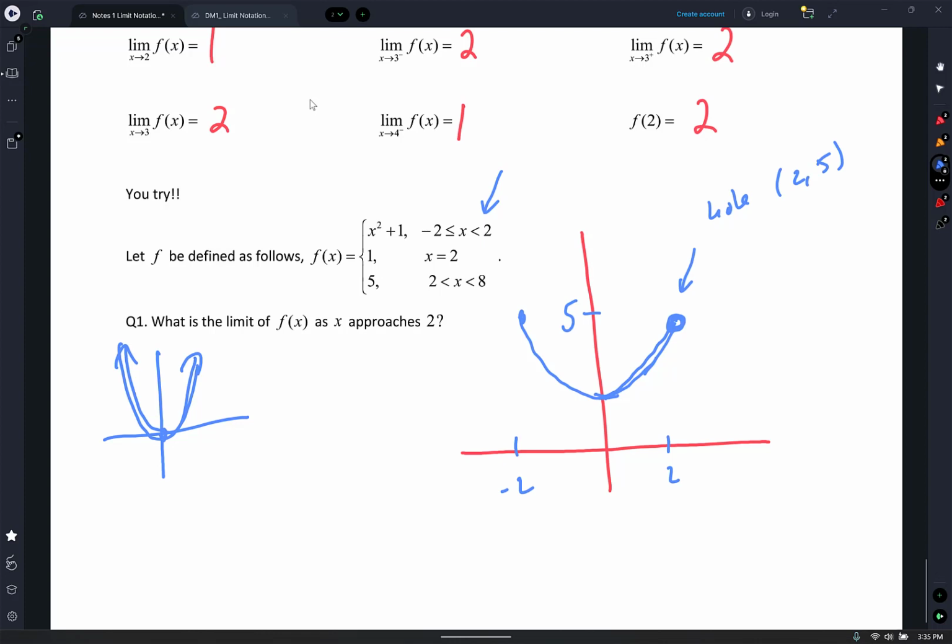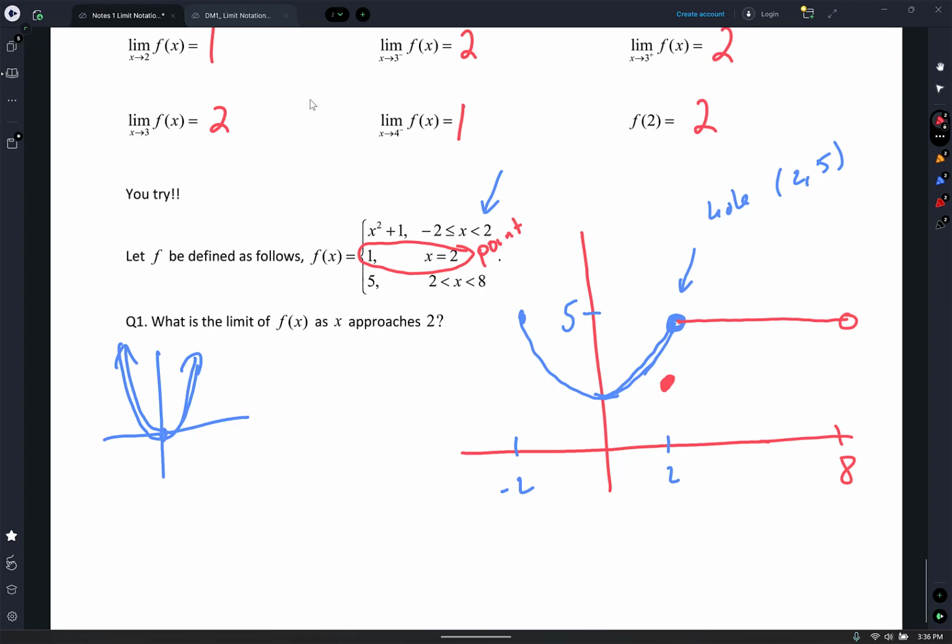When x equals 2, what is the output? The output better be 1. So this is 2, 1 right there. If it's just x equals 2, that's just a point. And then it is 5 between 2 and 8, so that's just a horizontal line. This was already 5 here. I'm going to say 8 is right there, with a hole. That's my sketch. Maybe the x scale is not perfect, but that's okay.